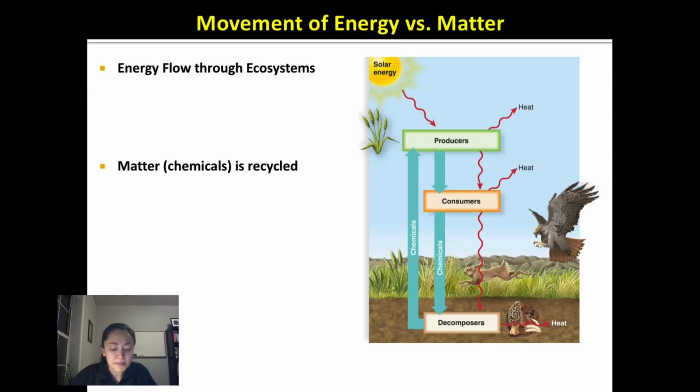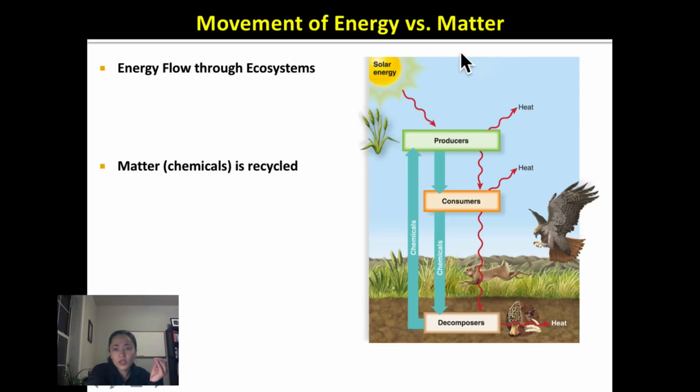Objective 6 says compare and contrast the movement of energy and of matter through ecosystems. So based on what we just talked about, one thing I want to focus on here is that energy and matter move through an ecosystem very differently from each other. Energy only flows in one direction and it is not recycled. So where does all the energy come from in an ecosystem?